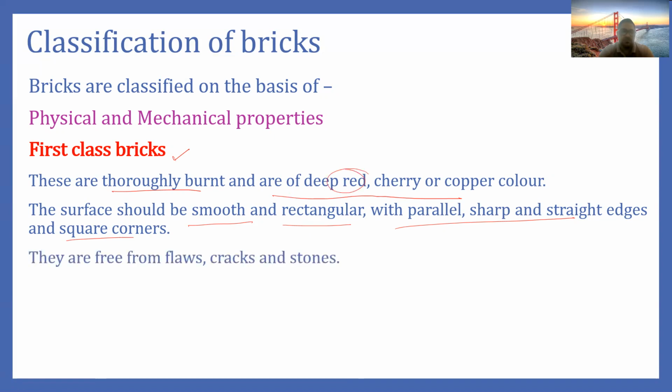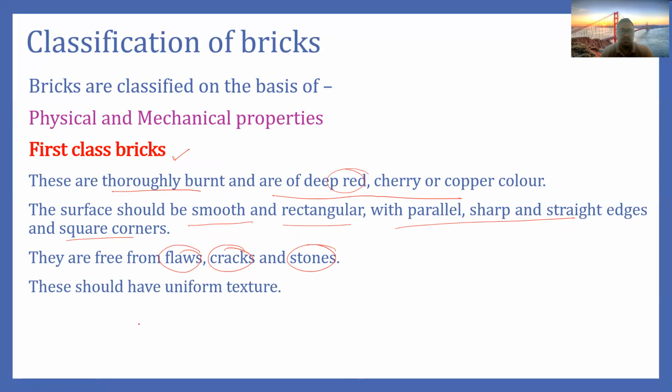And the next feature is they should be free from any flaws or cracks or stones. No stone should be visible on the surface, and even if we break them, there should not be any visibility of any stone or crack or any flaw. So that is the third feature which is in the first class brick.